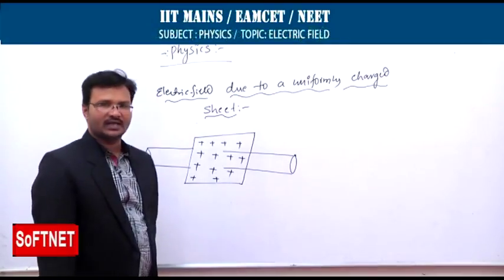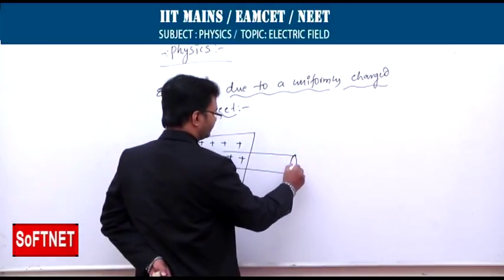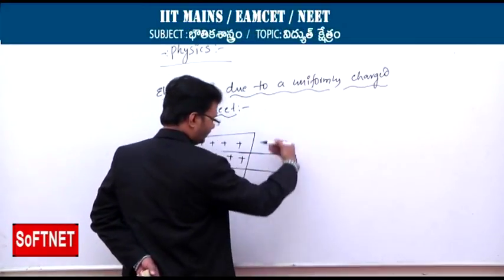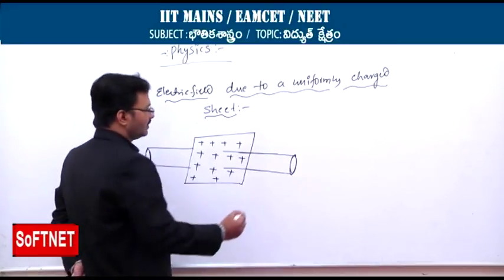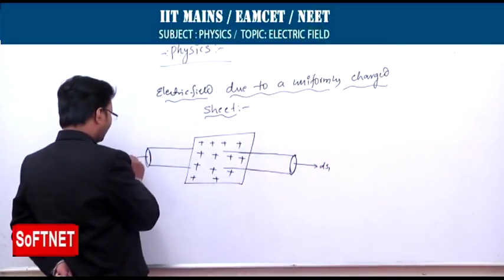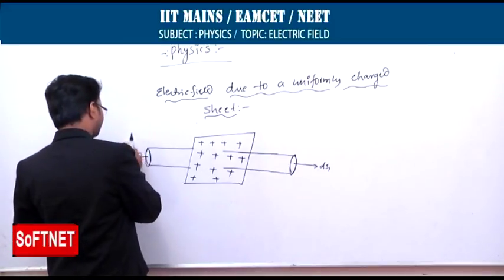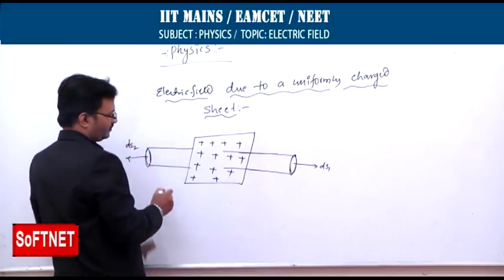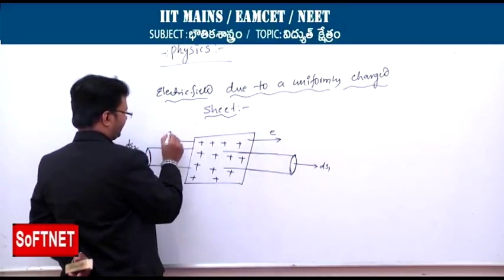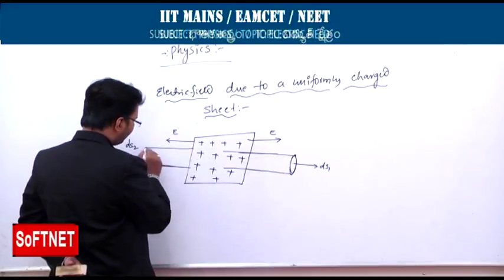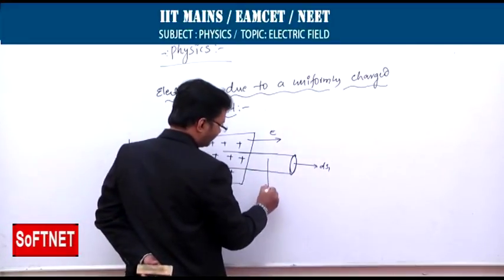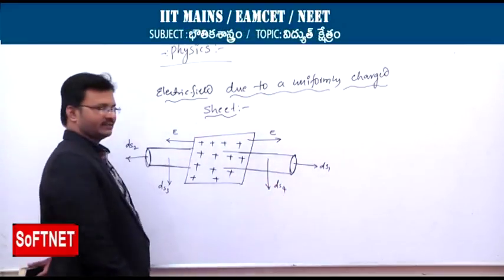Now, how many closed surfaces can we see here? This is one closed surface, this is one, this one, and this one. This surface area vector is in this direction, take it as ds1. This surface area vector is ds2. Here, the electric field direction is this direction, and here it is this direction. The vector surface areas are in these directions. There are 4 surface areas.